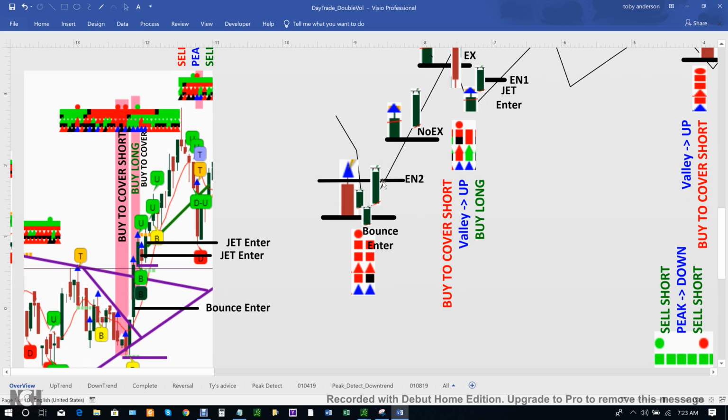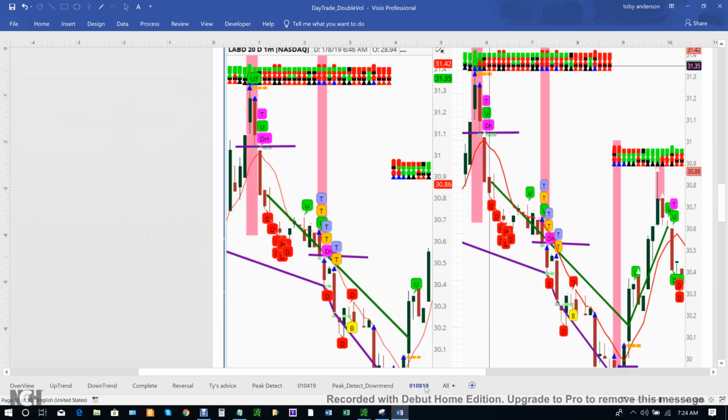Another way is to look at the momentum. So see how on this one the momentum is red, and then it's a black square, right? So what you're looking for is a green square. I'll show you some examples of that here.